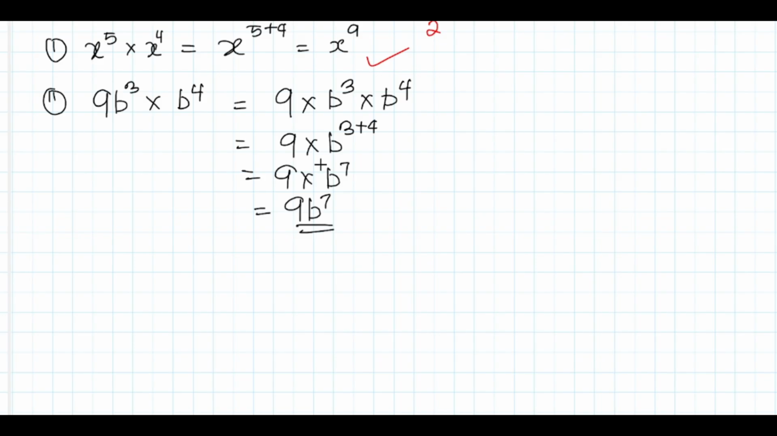If you get this correctly, mark your step here, mark the final step here, and give yourself 3 marks. So if you get both of them, give yourself 5 over 5. Okay. So this is how you apply the first law of indices.